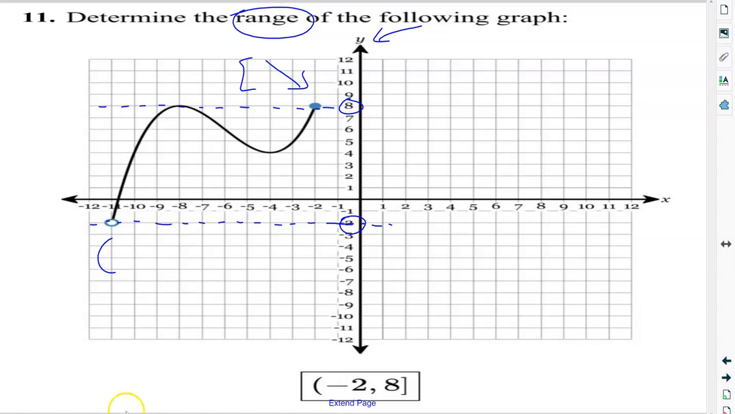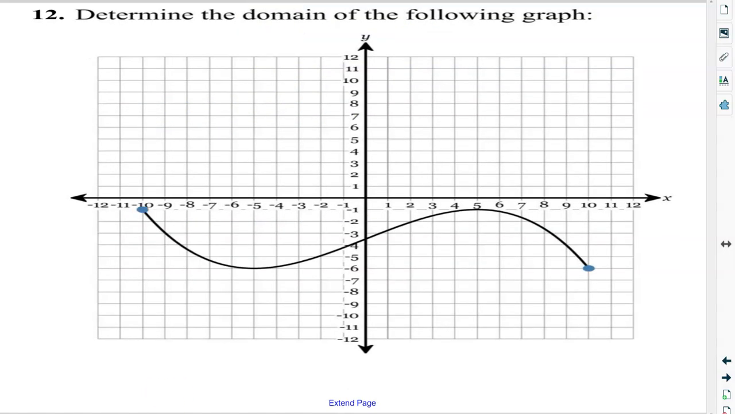All right, let's look at the last example here. Okay, determine the domain of the following graph. So now we're doing domain again. So that means we're looking at the X. The X. So how far to the left does it go? All the way to -10, closed circle.